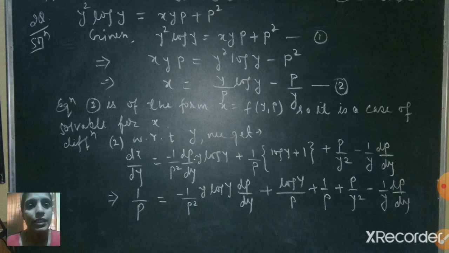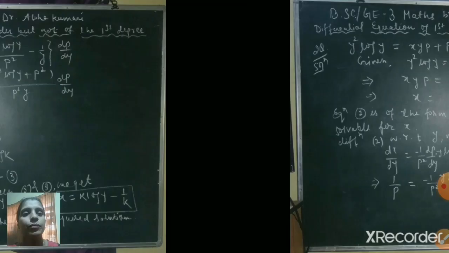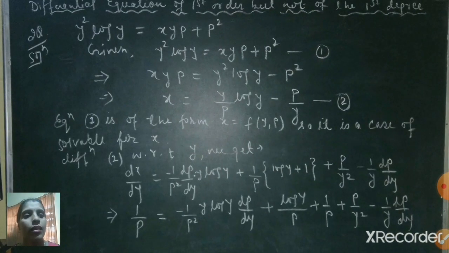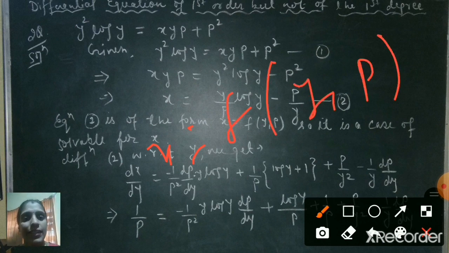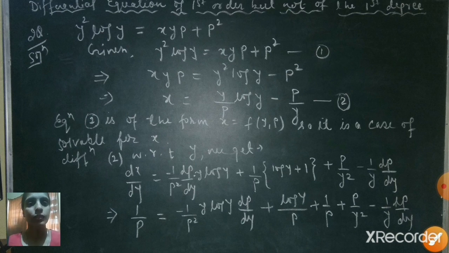Okay, so what we see here in this question is x is taken on the left hand side, while all the functions of y or p are on the right hand side. So we will put this in the form of x equals a function of y and p. Okay, so we can say that this is solvable for x. Fine. Now equation 2 is of the form x equals f(y, p), so it is a case of solvable for x.